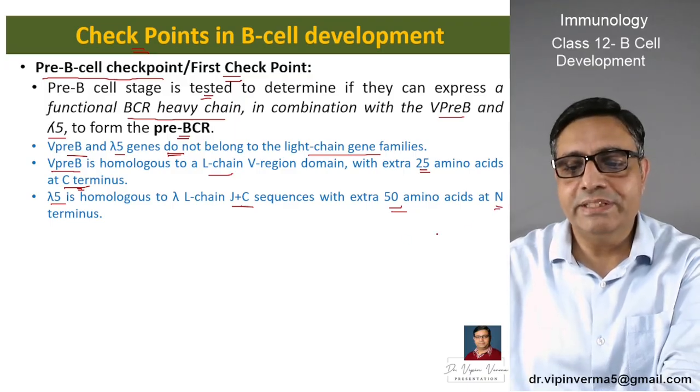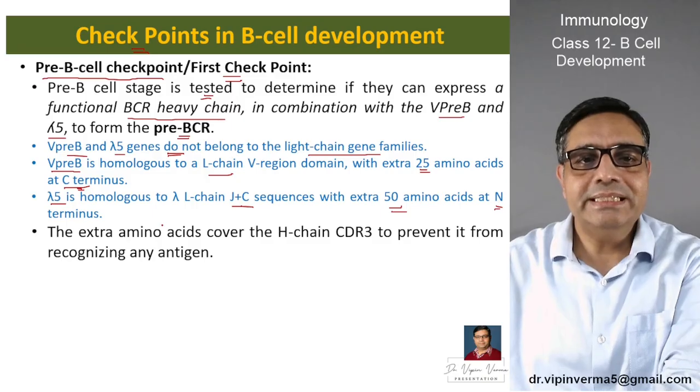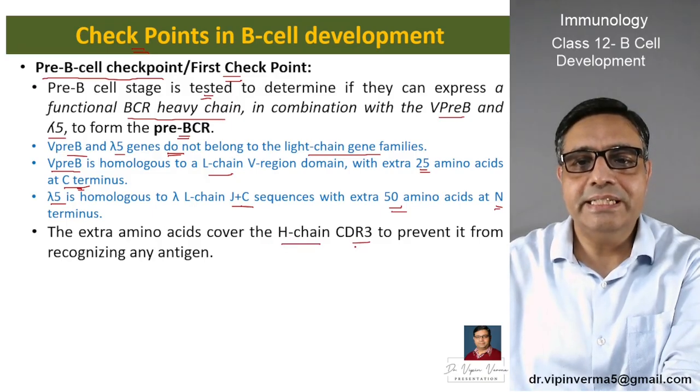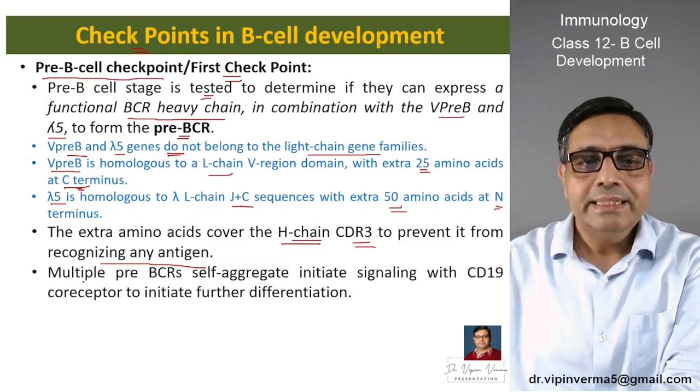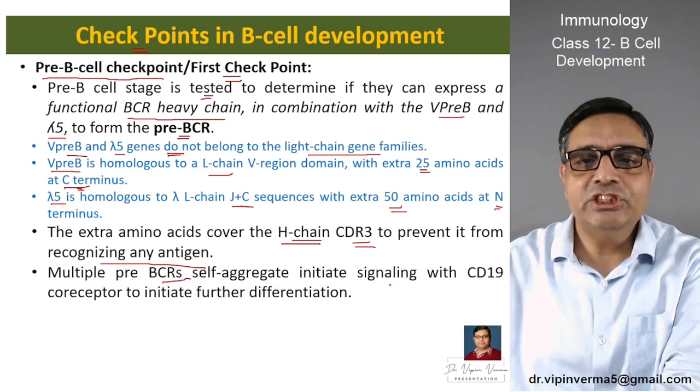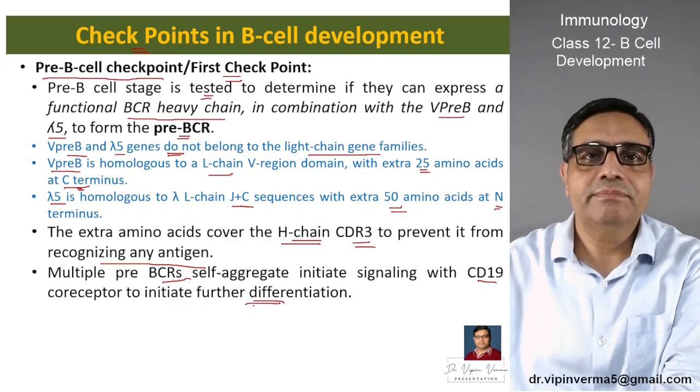Now what is the function of these extra amino acids? They cover the heavy chain CDR3 to prevent it from recognizing any antigen. That is the main function. There are multiple pre-BCRs which self-aggregate. They initiate signaling with CD19 co-receptors to initiate further differentiation.